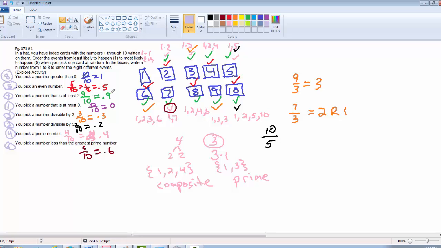Okay. So let me just make sure we wrote that correctly. It says write a number from 1 to 8 to order the 8 different events. Okay, so now they are in order from the least likely to the greatest likely.